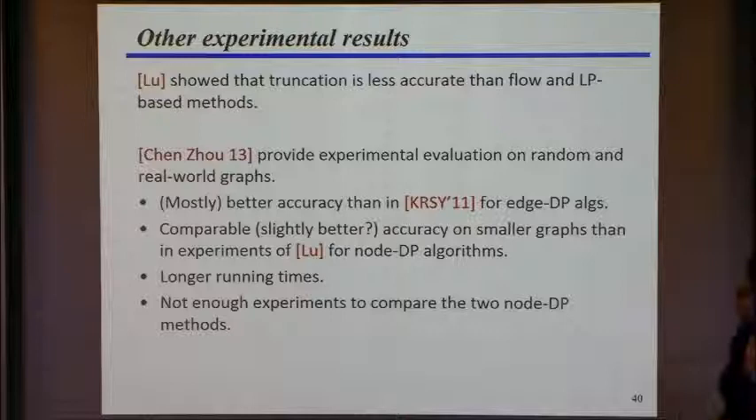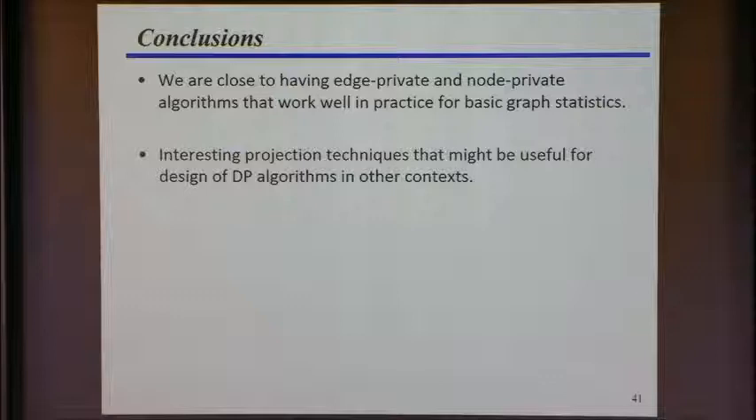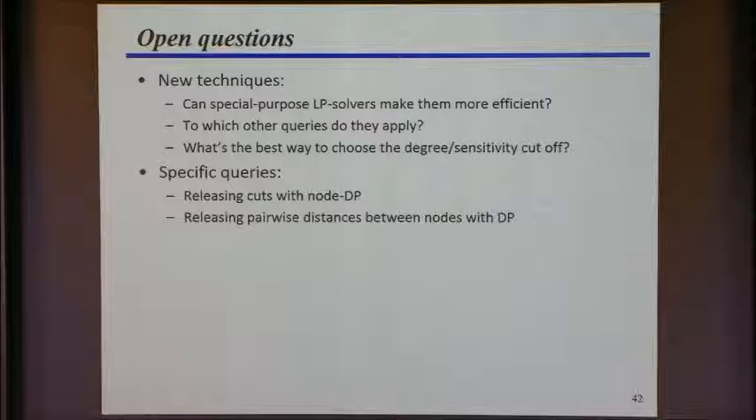So, conclusions. We're close to having edge private and node private algorithms that work well in practice for at least basic graph statistics. We have interesting projection-type techniques that might be useful for designing differentially private algorithms in other contexts, not only for graphs. The next thing I have is a bunch of open problems, but I don't know if you want to cut me off or let me list them and talk about them.